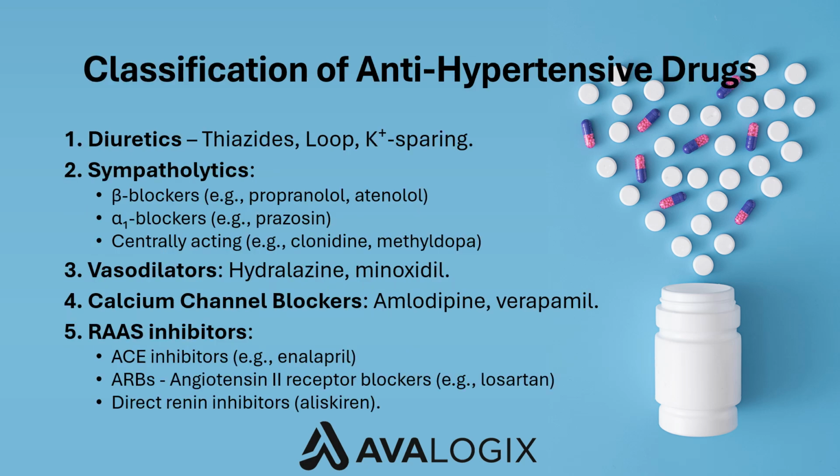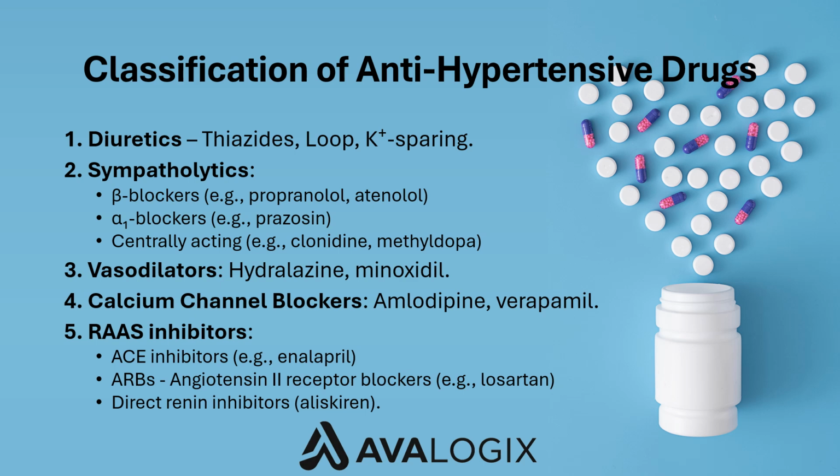Now, classification. Think of this as your mental filing cabinet. First, diuretics: thiazides, loop diuretics, and potassium-sparing agents. Then sympatholytics, which blunt the effects of the sympathetic nervous system: beta blockers, alpha-1 blockers, and centrally acting agents. We also have vasodilators, which act directly on vascular smooth muscle, and calcium channel blockers, which limit calcium entry into muscle cells to reduce contraction. Finally, the RAS inhibitors: ACE inhibitors, angiotensin receptor blockers, and renin inhibitors, which target hormonal regulation of blood pressure.